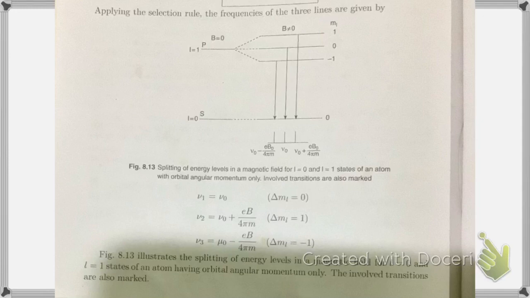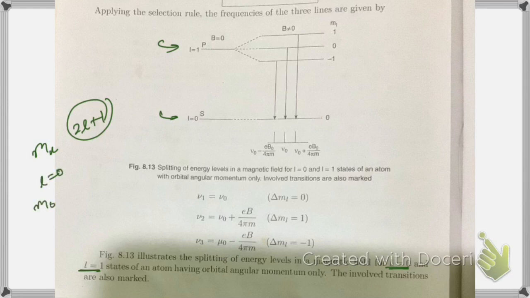Now let me show you the transition between these two states, L1 and L0. This is L0 and this is L1. For L0, we have that ML has twice L plus 1 values. So for L is equal to 0, ML will have 2 into 0 plus 1, that will be 1. So there will be one value of ML, and that will be 0.